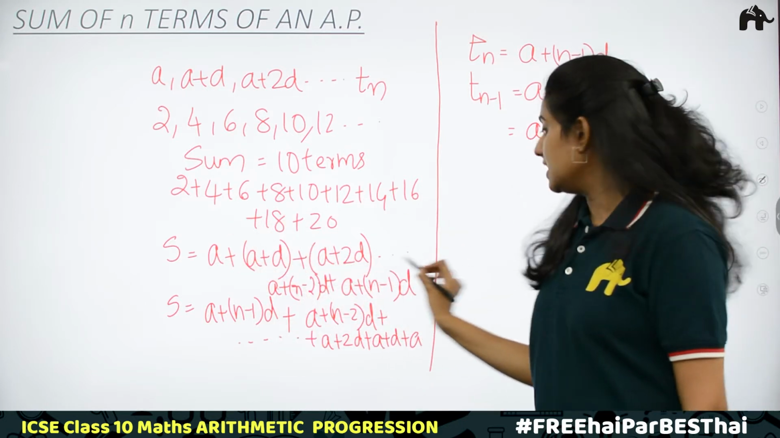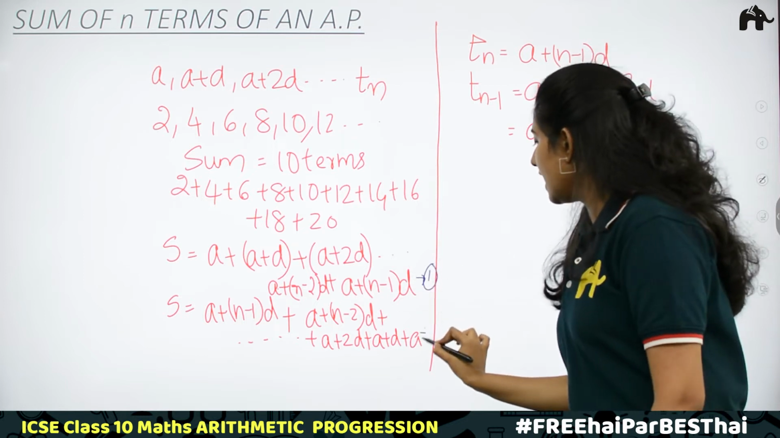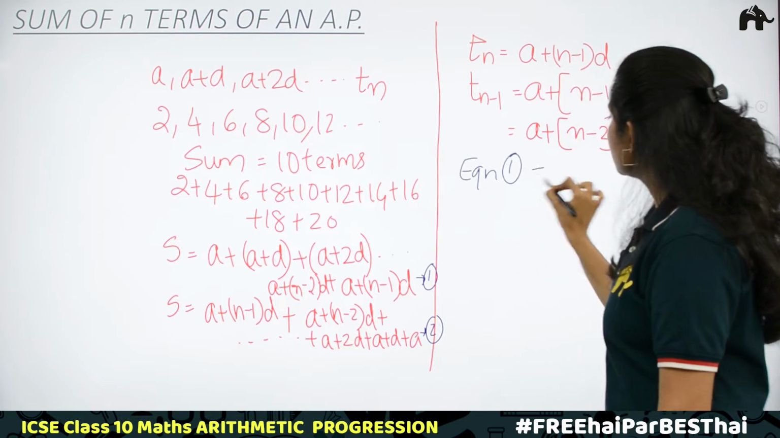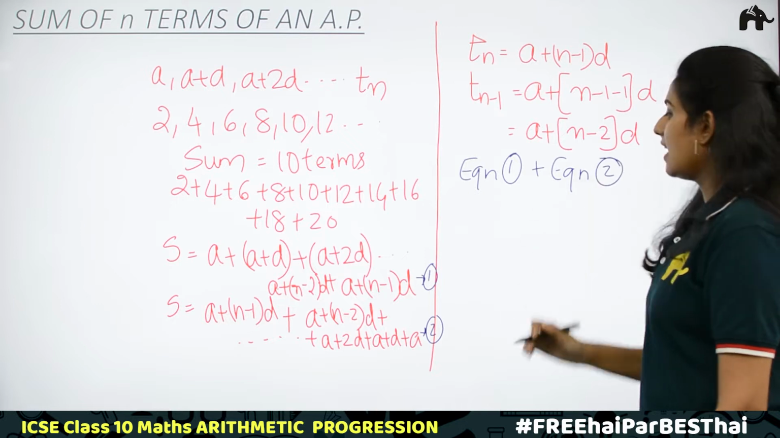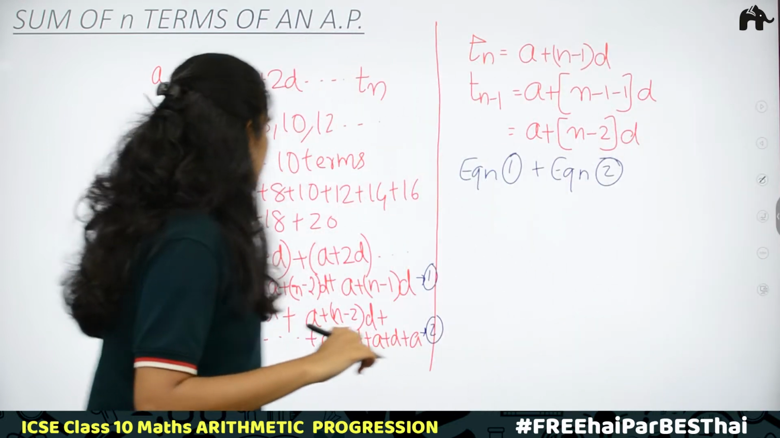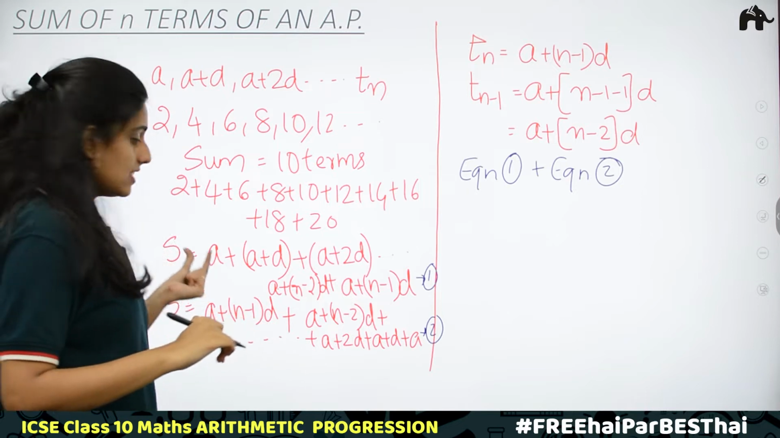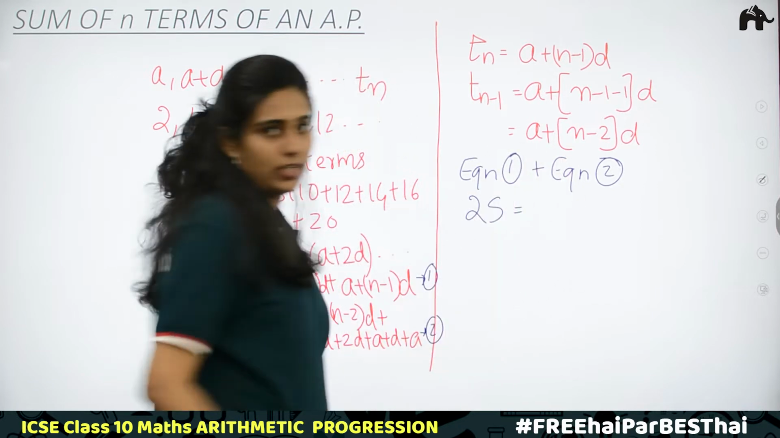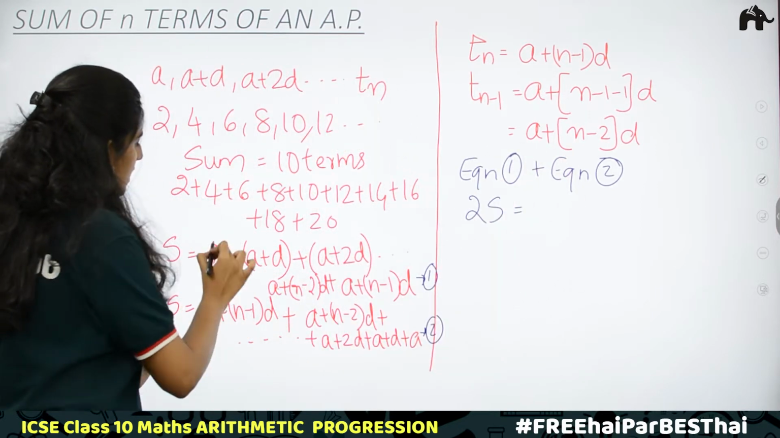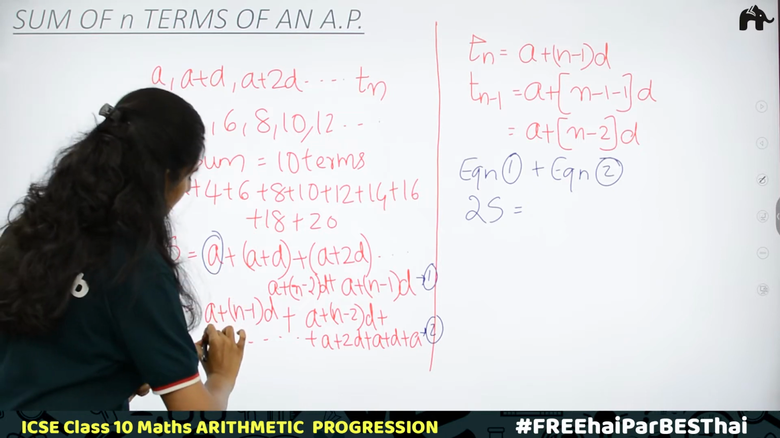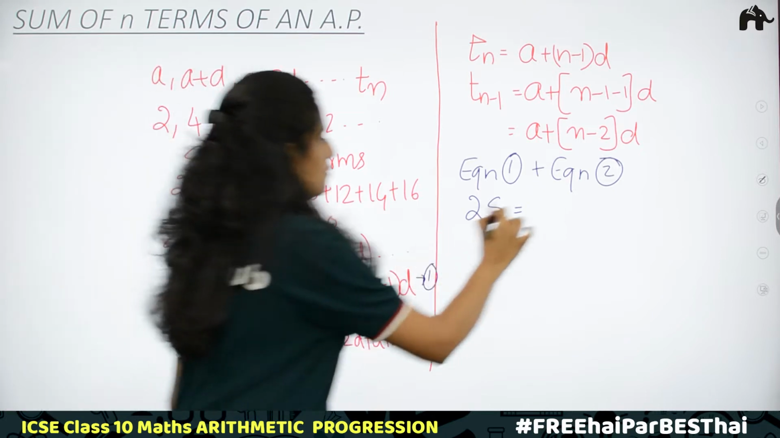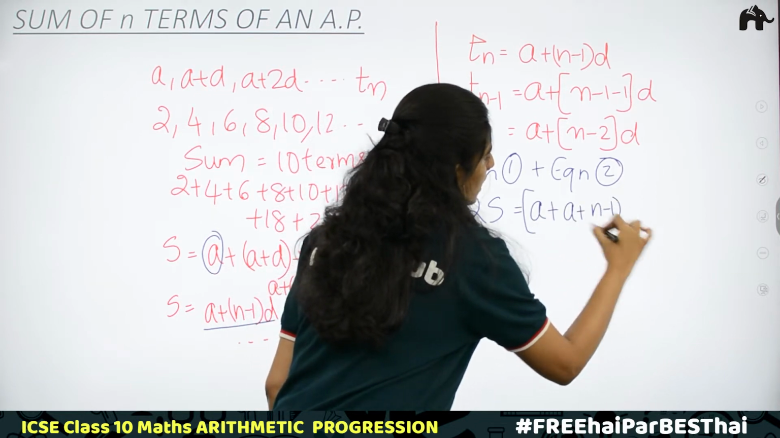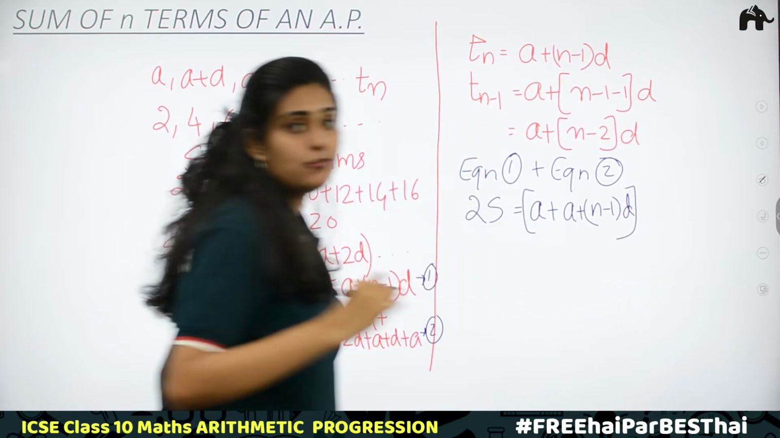Now, I am considering this as equation 1 and this as equation 2. Okay. What is equation 1 plus equation 2? Adding first and second equation. Left hand side, here we have an S, here also we have S, which means S plus S, that is 2S, is equal to. Consider the first terms. Here the first term is a and here we have a plus n minus 1 into d. First term a plus n minus 1 into d. We have taken only the first terms.